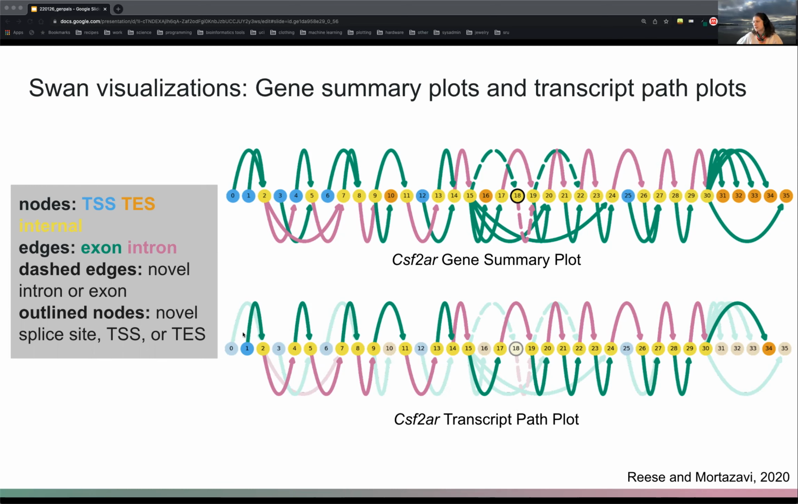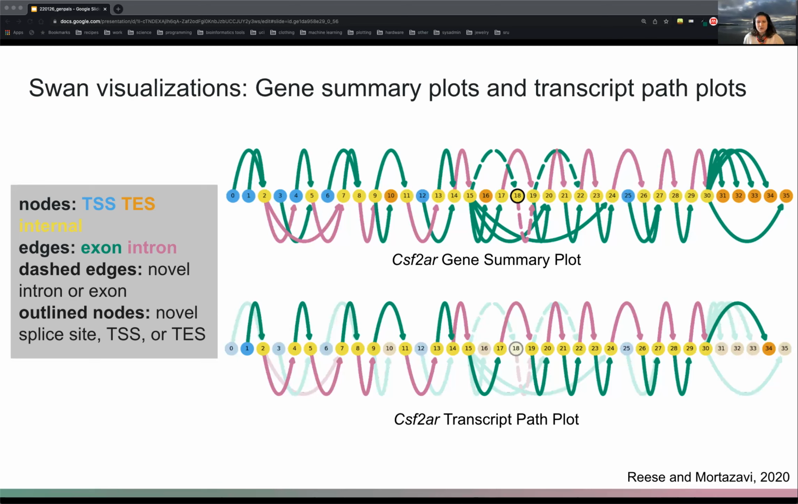So instead of looking at a high level summary of your plot, you can also look at the path that a specific transcript has through your plot. And so this here is essentially the path between introns and exons that one specific transcript belonging to the CSF2AR gene takes through this graph. So it will always go exon, intron, et cetera. Okay.